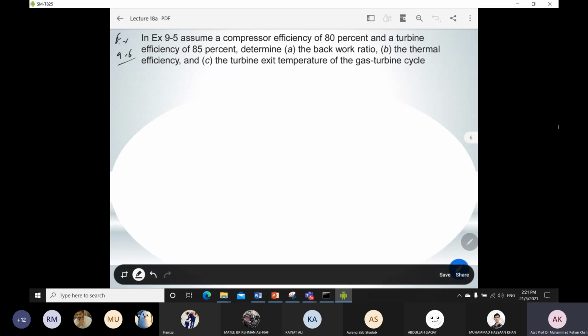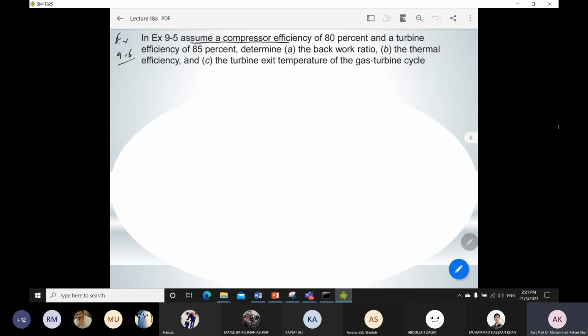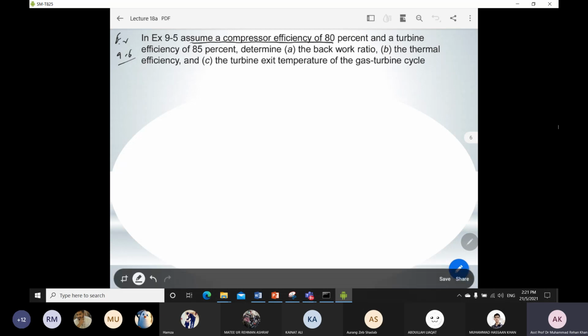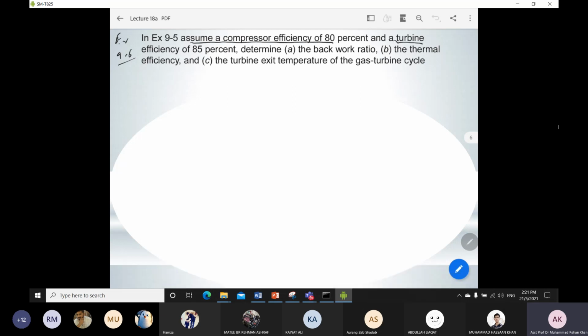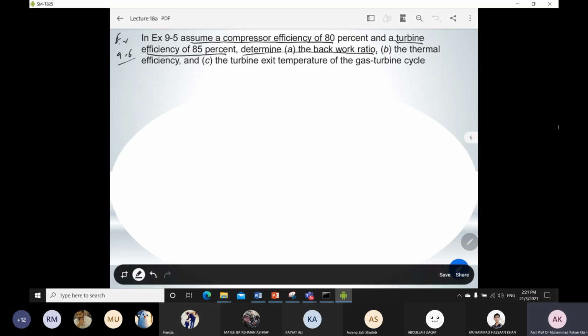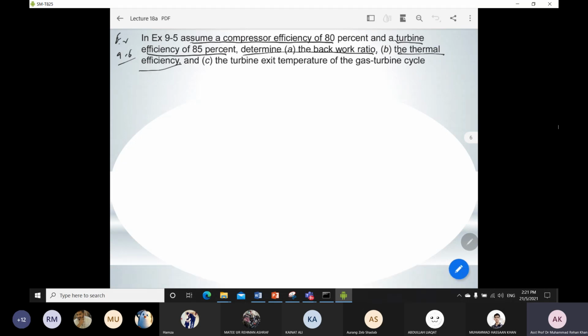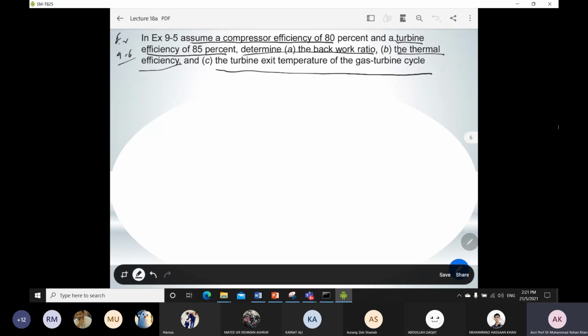In this case, you just have to assume a compressor isentropic efficiency of 80% and a turbine isentropic efficiency of 85%. You have to determine the back work ratio, the fraction of the work that is delivered back towards your compressor, the thermal efficiency, and the turbine exit temperature of the gas turbine cycle. So this is the problem. We will see how to solve this type of question. You have to note down the data, then we'll move towards the solution.